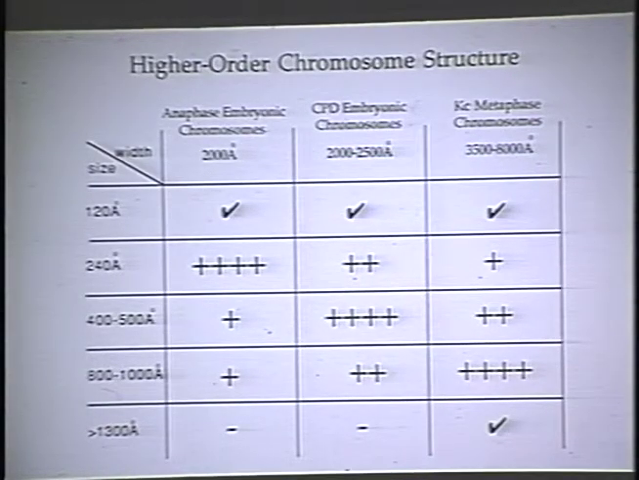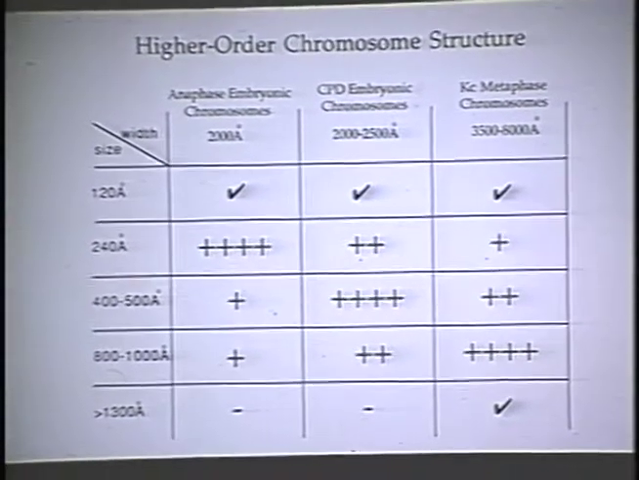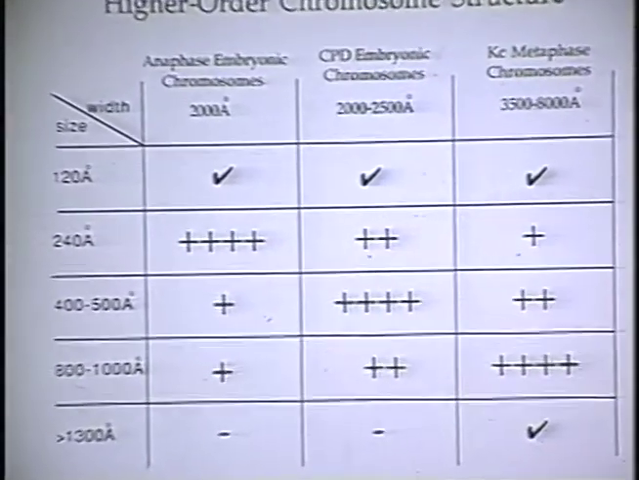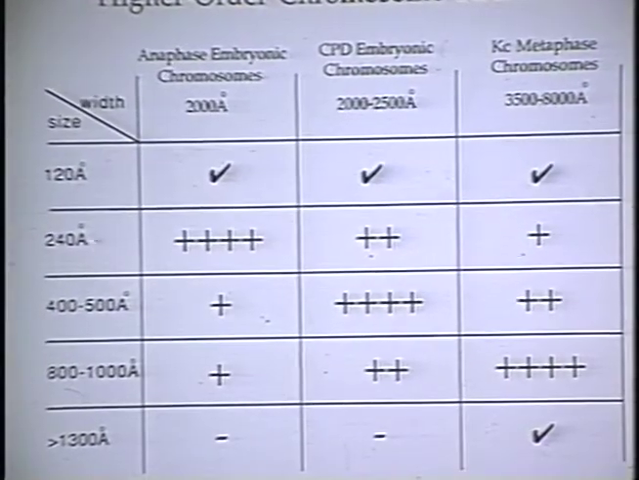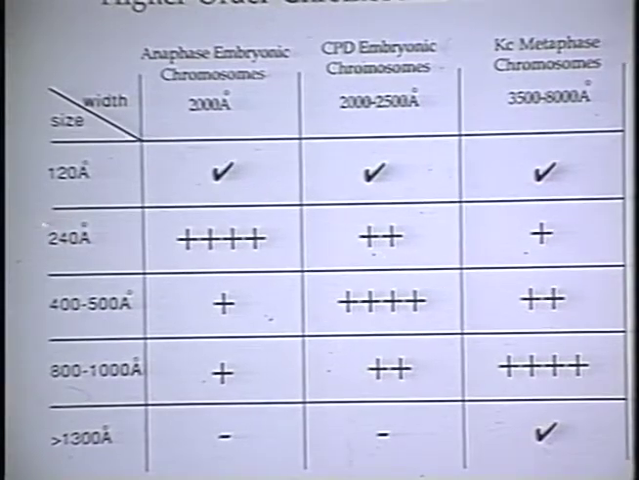And so in these embryonic chromosomes, what we saw was that in anaphase, let me just go through the size classes. The 120 angstroms is the canonical DNA wrapped around nucleosome fiber. That then gets built up into something which is often called a 30 nanometer fiber. In our hands, we measured it as about 240 angstroms and not 300. That just has to do with slight differences in treatment and origin of the specimen.